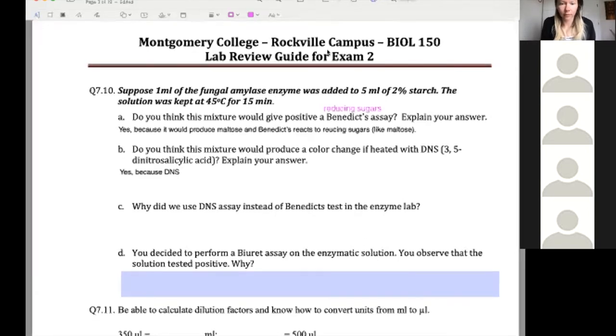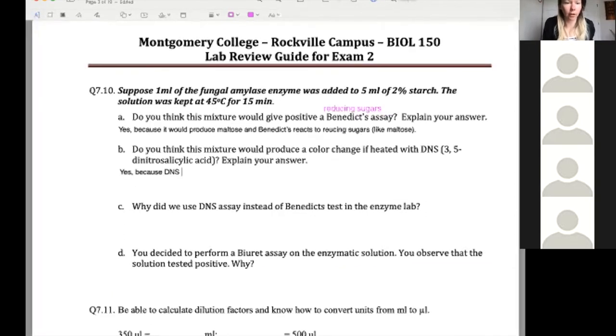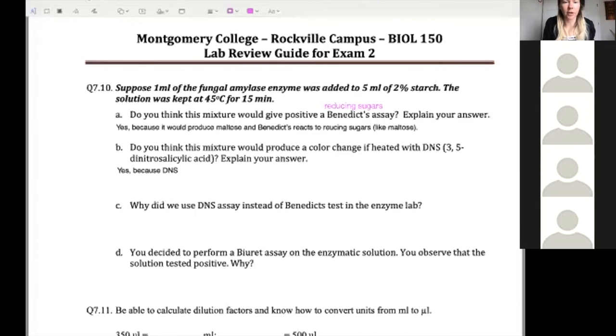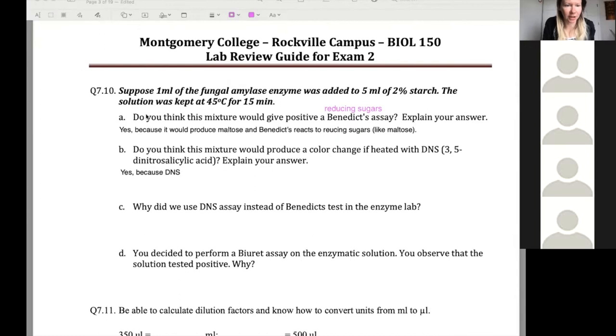I think DNS gets reduced and maltose is oxidized. I think you are correct. Honestly, it's been a minute since I've done that lab, so I forget exactly which gets reduced and which gets oxidized. I can go back really quick and look at my PowerPoint for that.